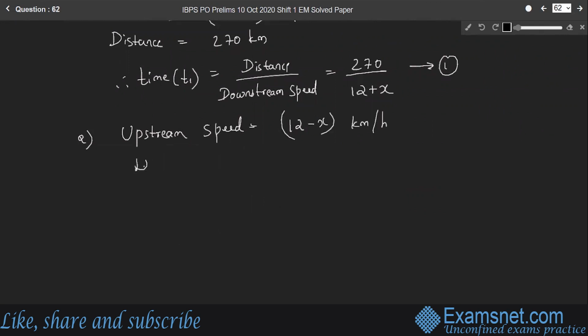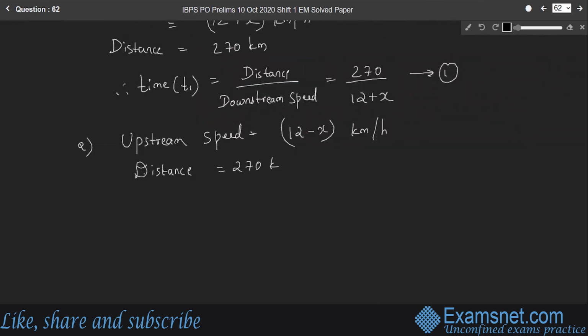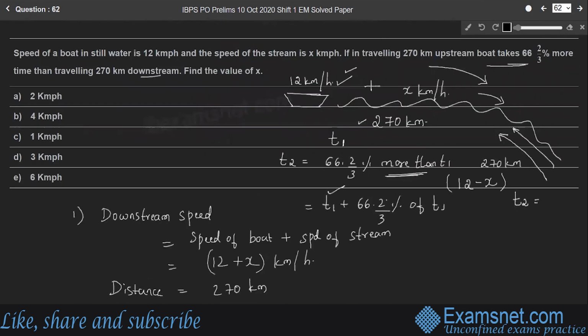Therefore, the distance is constant. Distance is again 270 kilometers. Time T2 is distance divided by upstream speed, so 270 by 12 minus x. But according to the question, this upstream time is 66 2/3% of T1 plus T1. That means 66 2/3% more than T1.